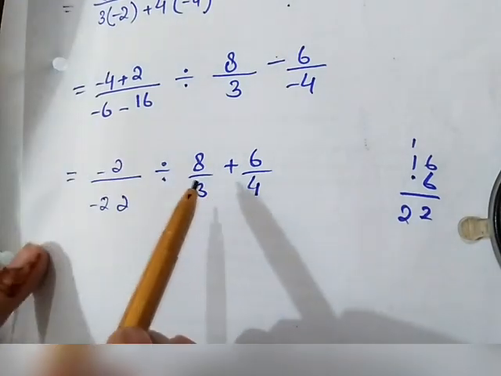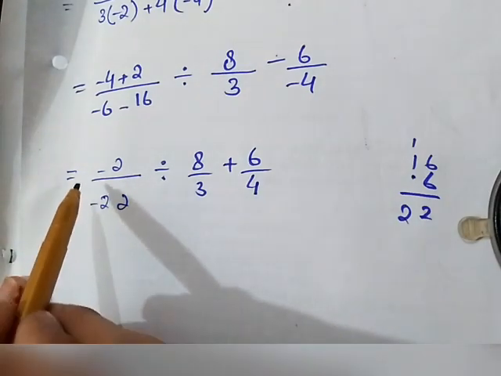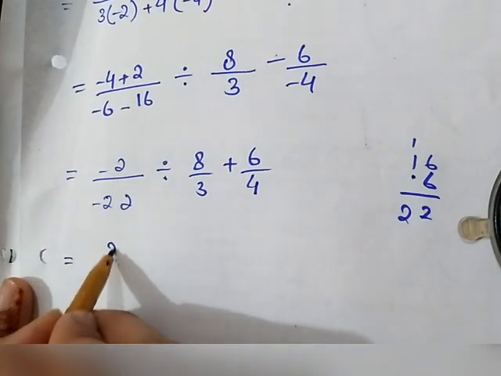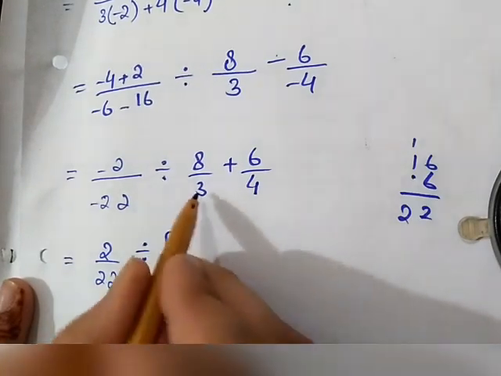Now in the next step, first of all we solve these terms. These two minus signs cancel each other. You can also say minus minus plus, so it will become 2 by 22. Now solve these two terms.